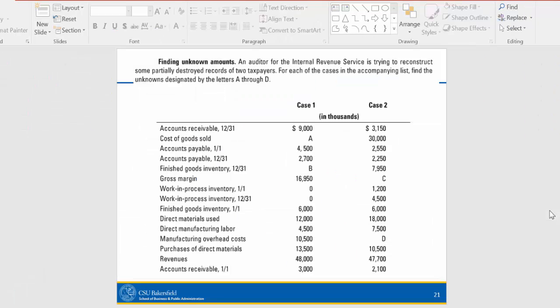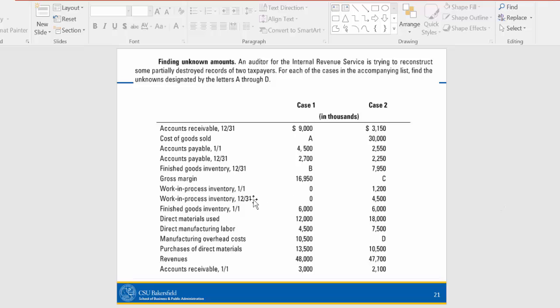Alright, now let's come back to case 2. Case 2 is different from case 1. The information that case 1 is missing, case 2 has, and the information case 2 is missing, case 1 has. So basically they're totally irrelevant. In case 2, we try to find the value for gross margin and reconstruct the value for manufacturing overhead costs. These are the two things we're going to fix, C and D.